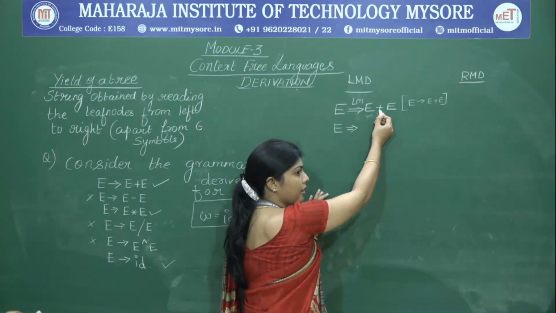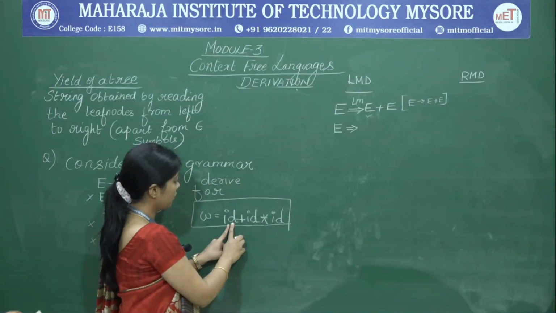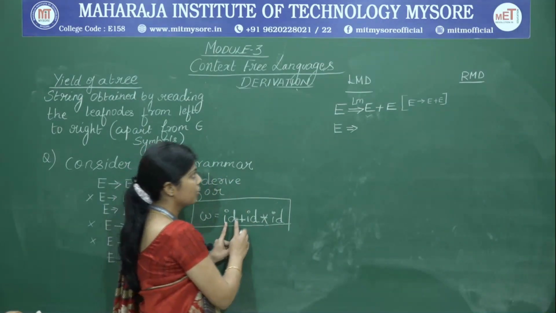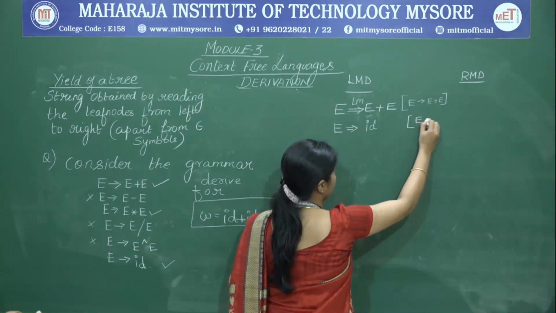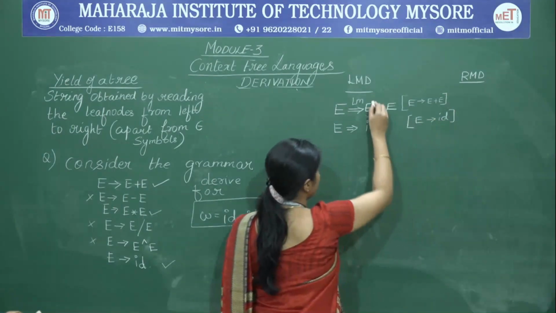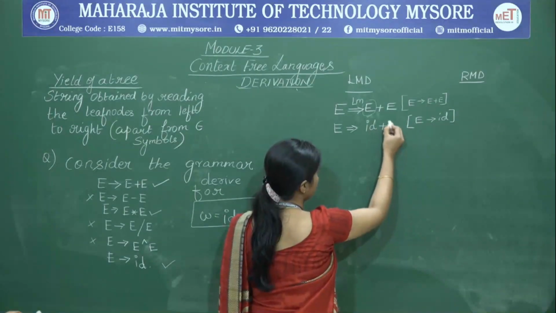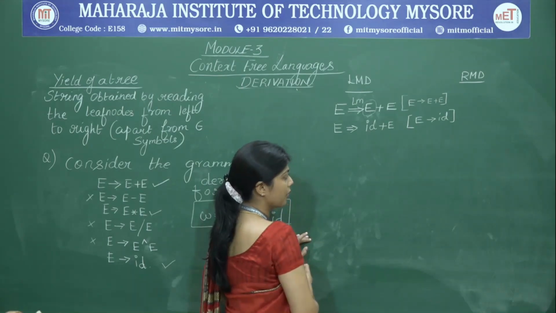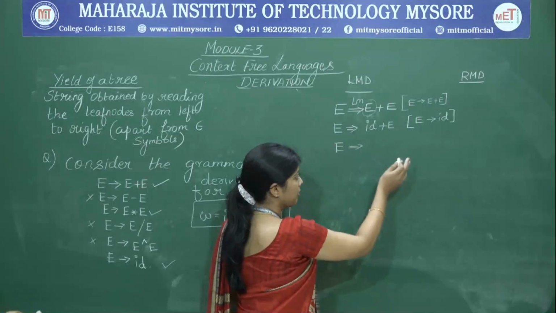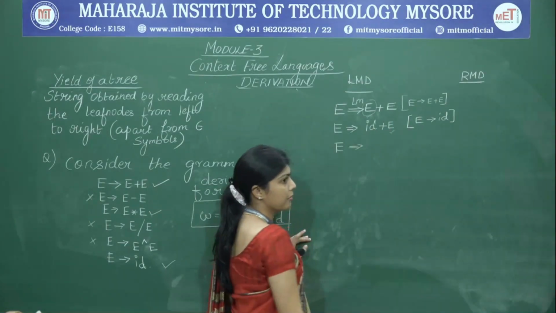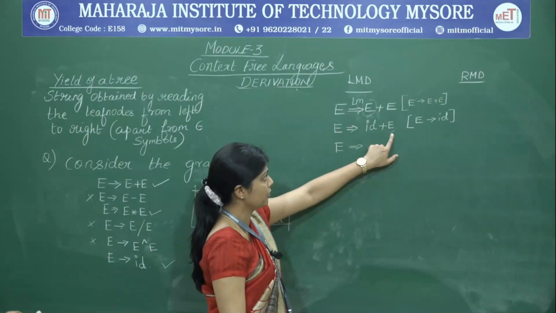Plus is there. So before this plus, what do we need? We need id in place of that E. So we are going to write id here, and we use the production E goes to id. So this E is replaced by id. Therefore, id plus E is what we write. Okay. Next step, again we see which is the leftmost variable. This is a terminal and this is a variable, so this becomes the leftmost variable.